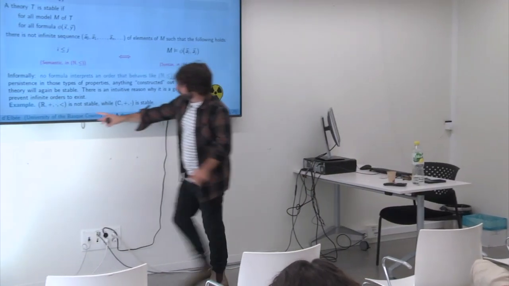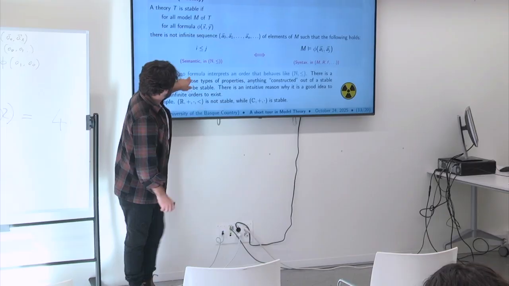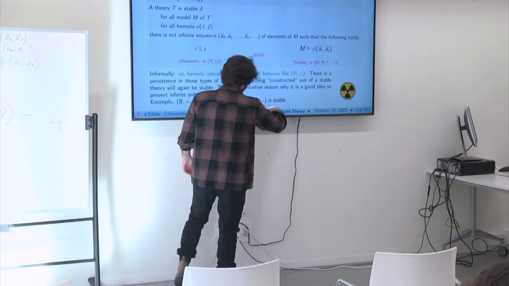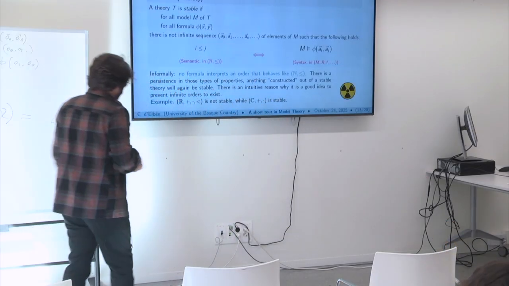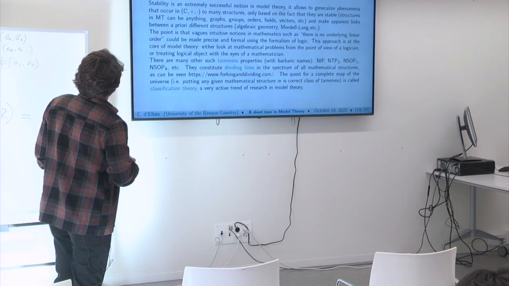Okay, so example, this is not stable. Well, I'm trying to prevent orders. So this has an order. It's a line with an order, so it's not stable. But this thing is, okay? It's not very complicated to prove, and it's a very archetypical example of a stable theory. Right? That's a big one.